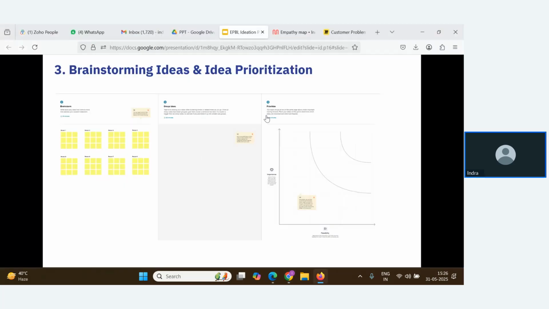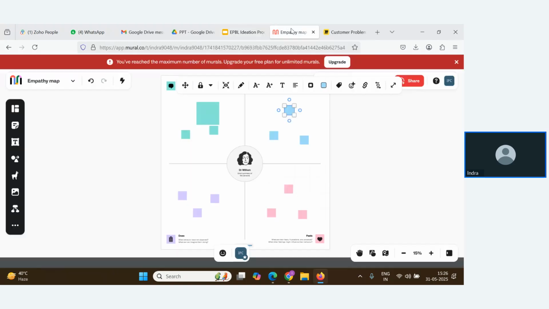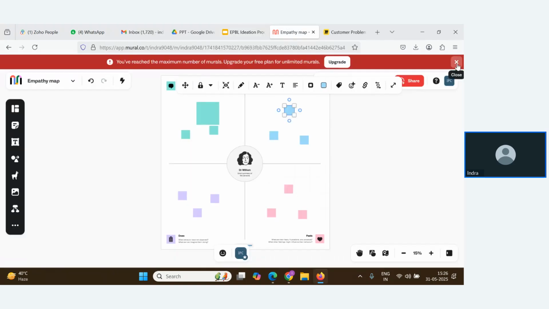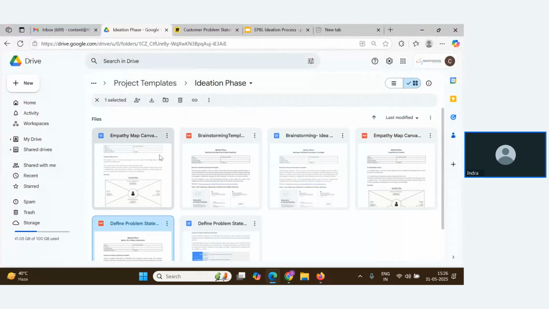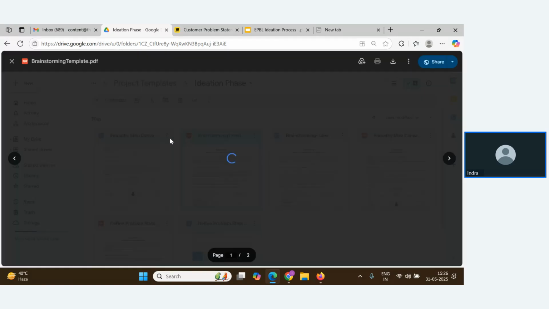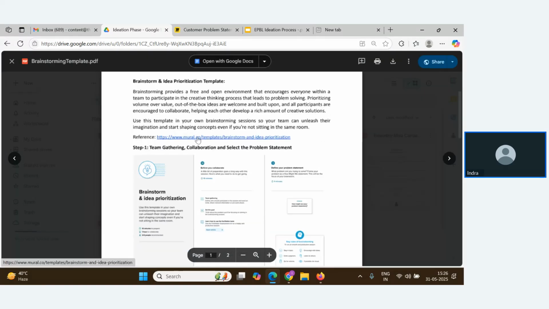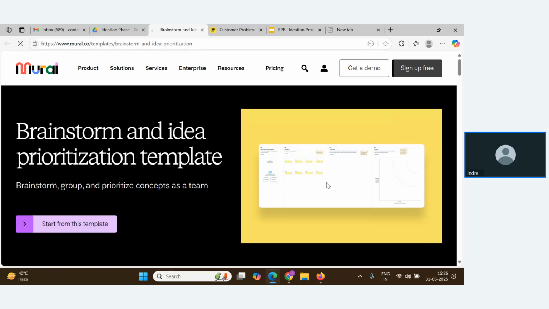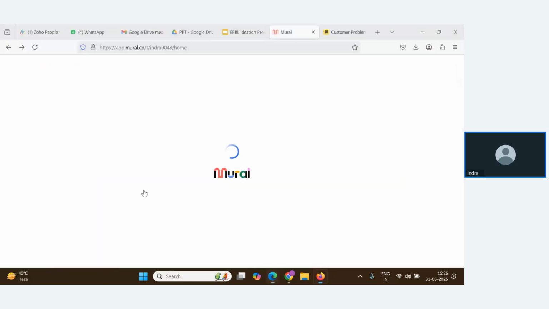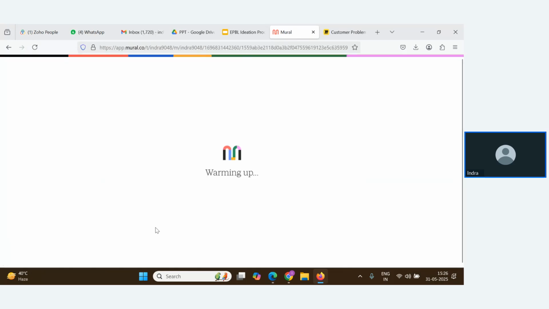For this also, guys, you need to work on the template. In the empathy map itself you'll find the template. Okay, let me go back. You can see I have this template here, the structure of the template for brainstorming. If I open it, you can see this is the link. If you click on the link, you will find the template, the brainstorming and idea prioritization template. This is the template.